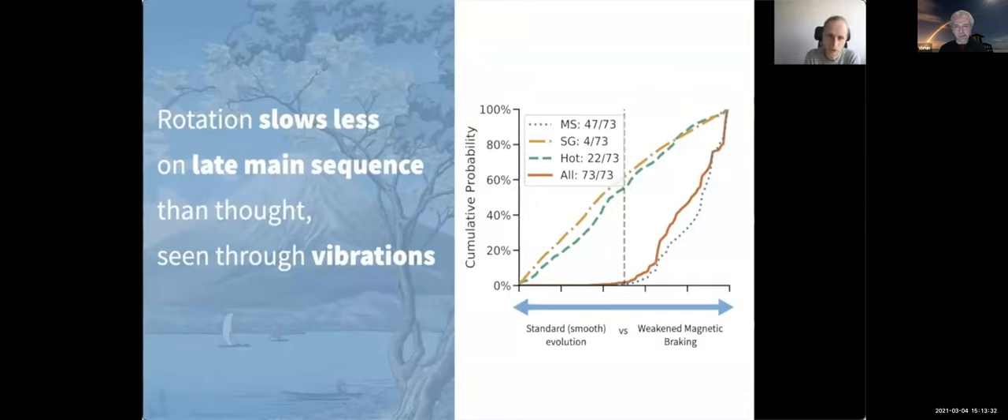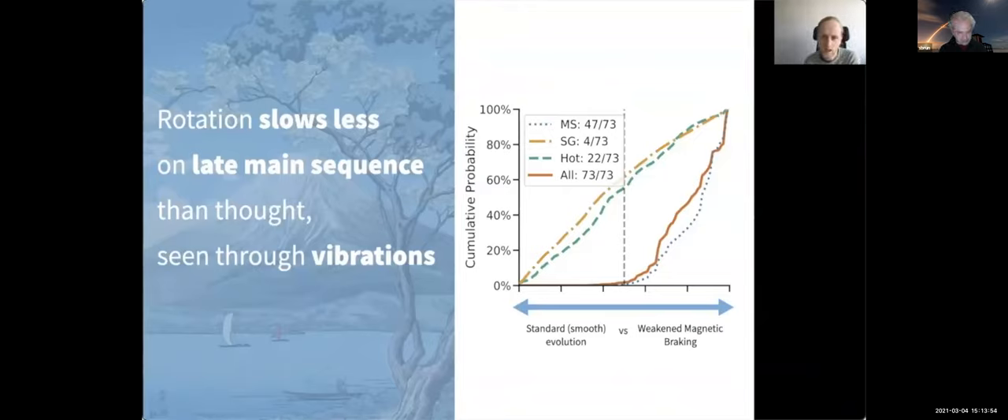However, this so-called gyrochronology relation seems to break down past the middle of the main sequence age. This has been seen using rotation rates from spots in field stars. We have confirmed this so-called weaker magnetic braking effect using new independent asteroseismic rotation measurements. So these are measures of rotation that have been obtained using the oscillations of stars.